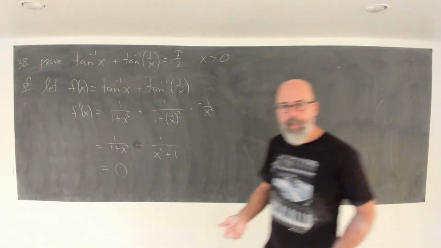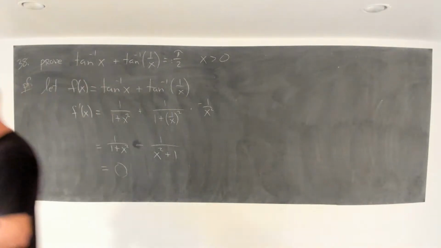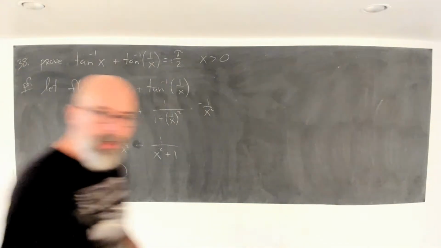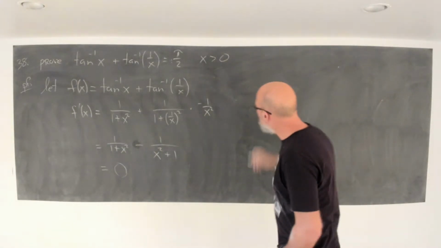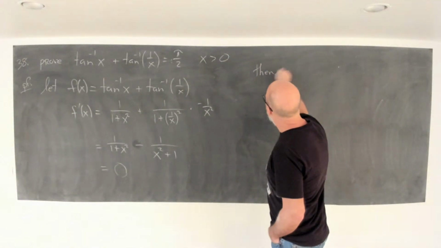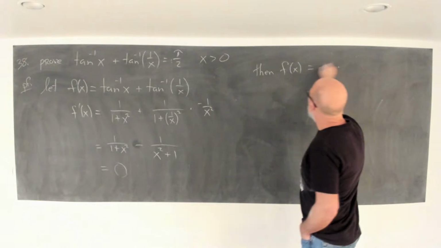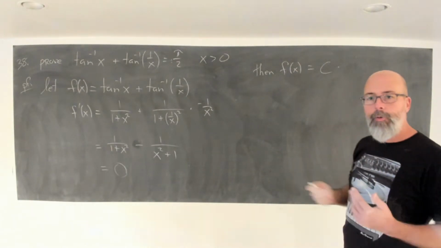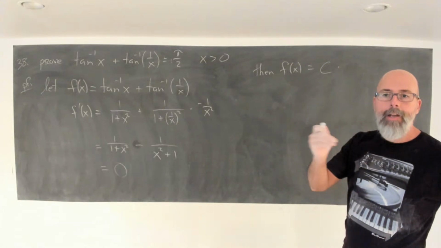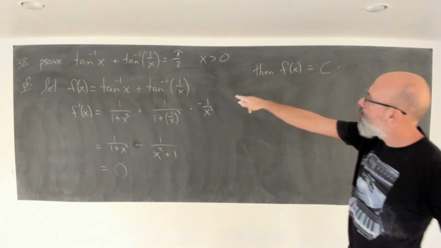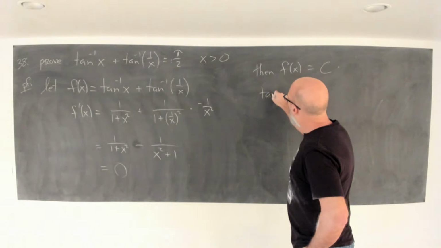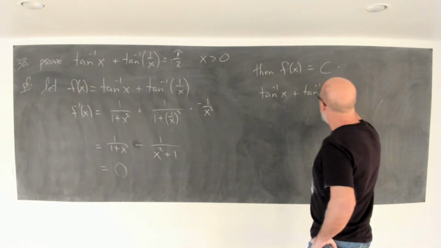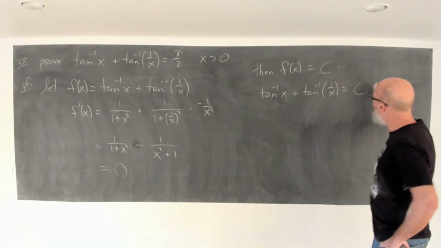If the derivative is 0, then the function had to be constant to begin with. Exactly. Very nice. Right? I mean, we saw that result. If the derivative is 0, your function had to be constant to begin with. So your function, arctan x plus arctan 1 over x, has to be constant.